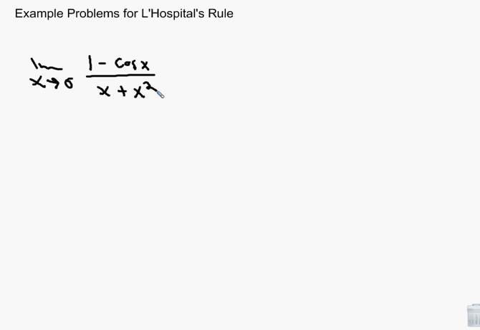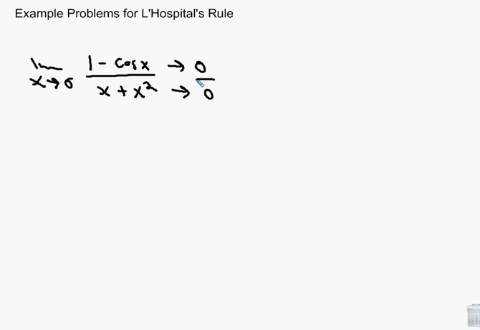Now, the first thing we can do is plug in 0 basically. Cosine of 0 is 1, so 1 minus 1 is 0. So the top goes to 0, and 0 plus 0 squared is 0. So this thing has an indeterminate form. We can't really calculate that, obviously.